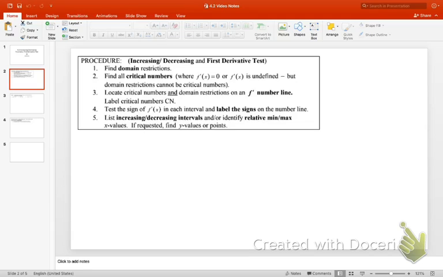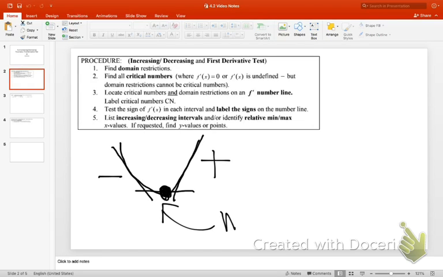If I have a function and I'm going from decreasing to increasing, the slopes are going to be negative. Slope of 0 is where I have my critical number, and then my slopes become positive. So changing from negative to positive would mean I have a local or relative min at that critical number.